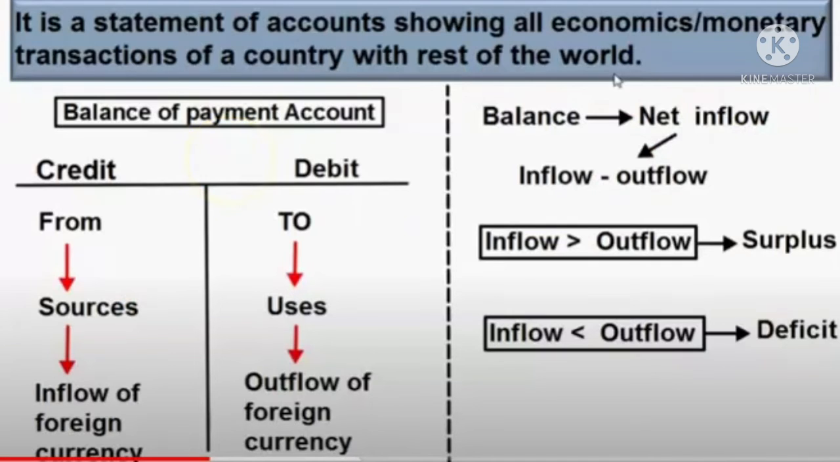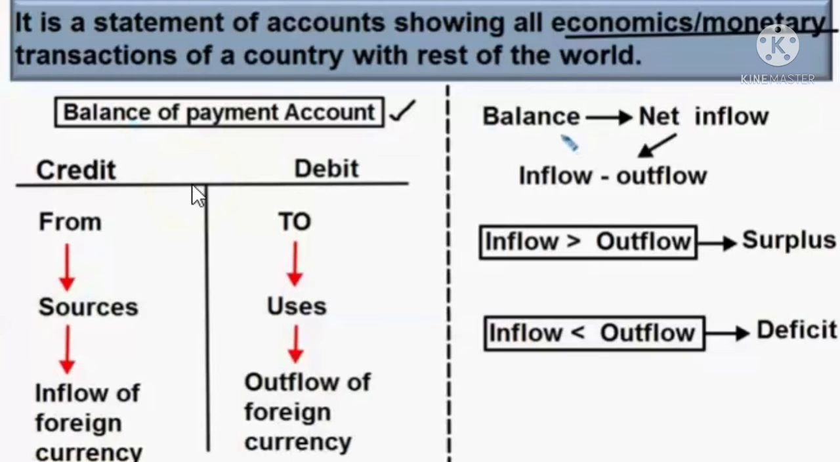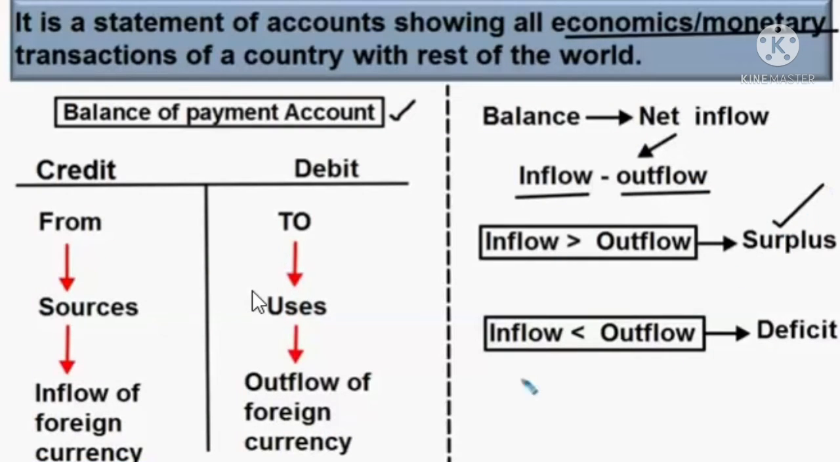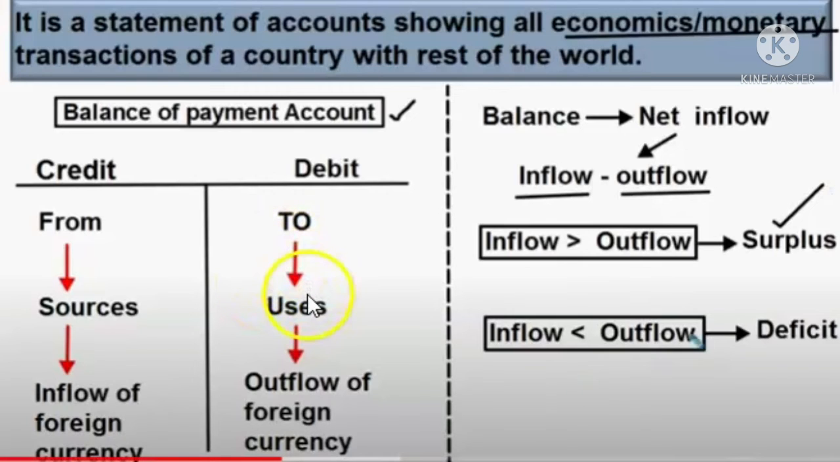As a definition we studied earlier, it is a statement of accounts showing all economic or monetary transactions of a country with the rest of the world. The balance of payment account is written under two sides, the credit side and the debit side. From other nations we are getting an inflow of foreign currency, which is a source. And we are giving their currency outside by importing their goods. That is known as outflow of foreign currency.